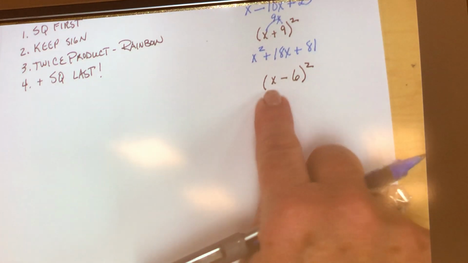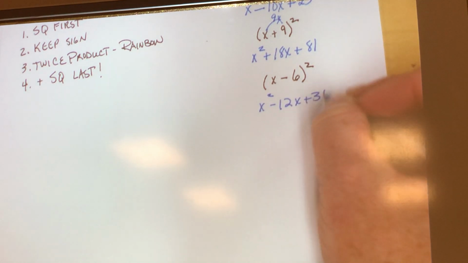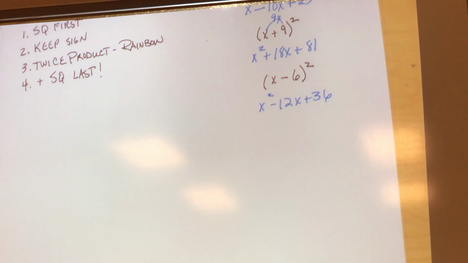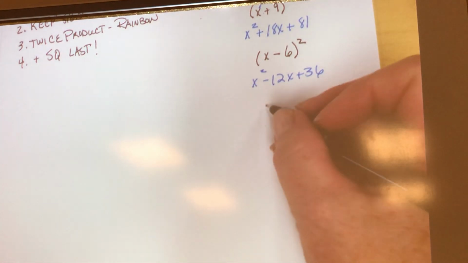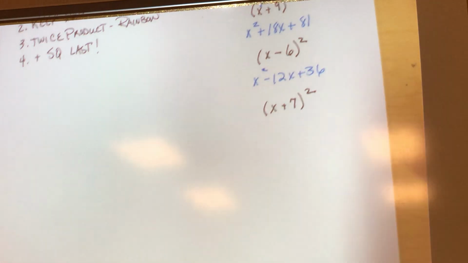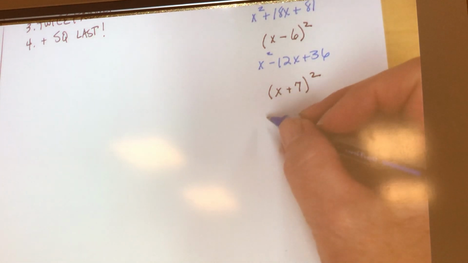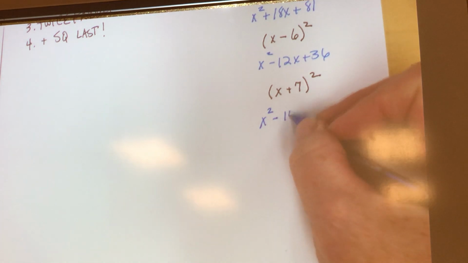Okay? So, tell me what you got for your answer. X squared minus 12x plus 36. Anybody got a question? Okay, here we go again. Are you ready? 10, 9, 8, 7, 6, 5, 4, 3, 2, and 1. What's your answer? X squared plus 14x plus 49.